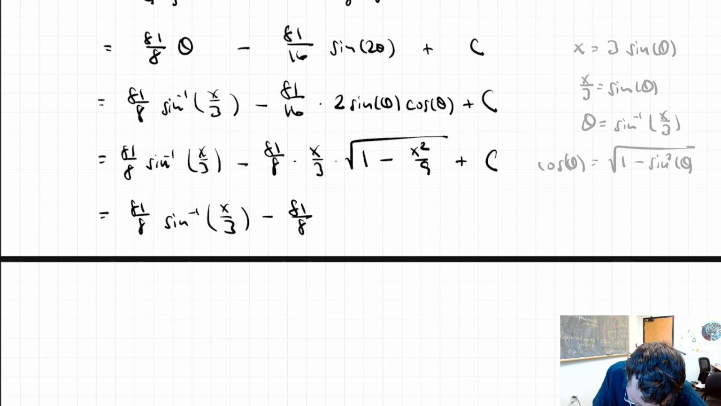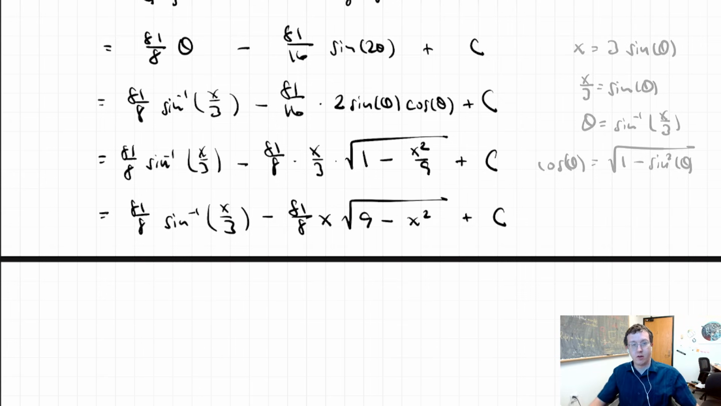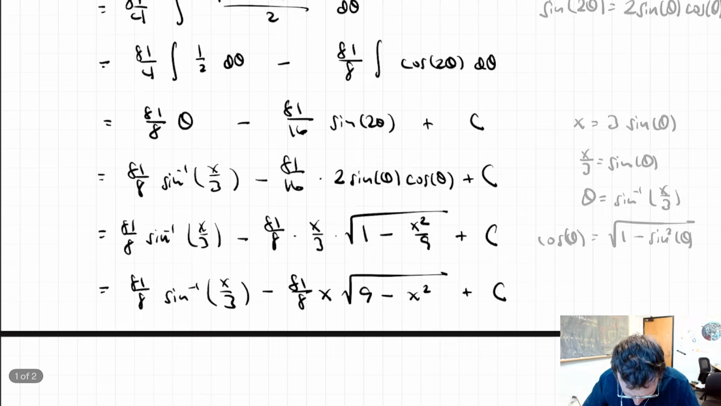81/8, and I have an x. I'm going to take this 3 and shove it inside the square root. Inside the square root, it'll become a 9, so I'll get 9 minus x squared. Alright, so here's my answer. We were trying to integrate x squared times the square root of 9 minus x squared. Was that the original integral? Yep.